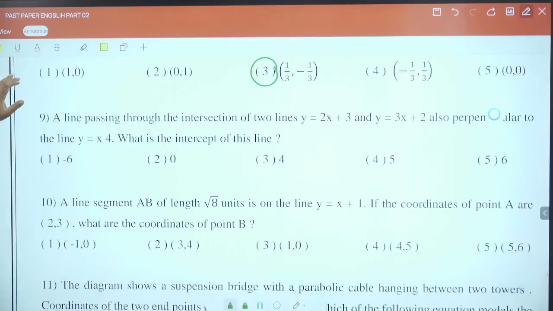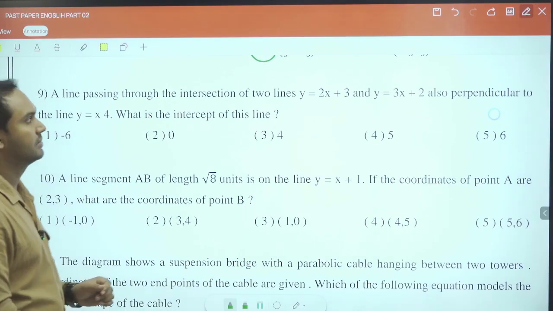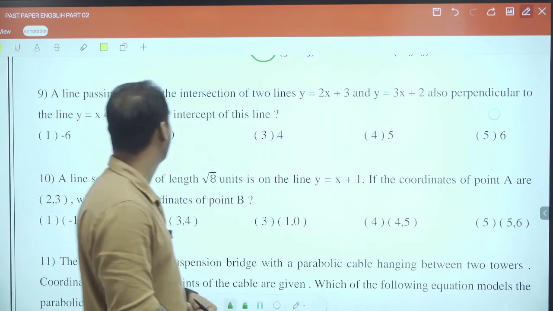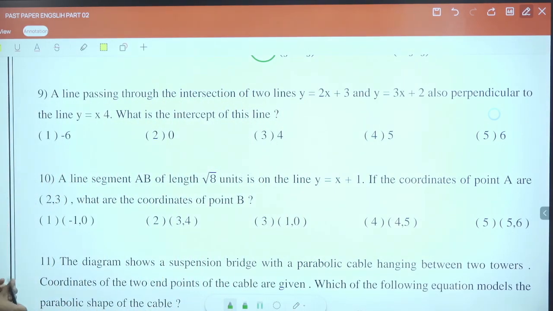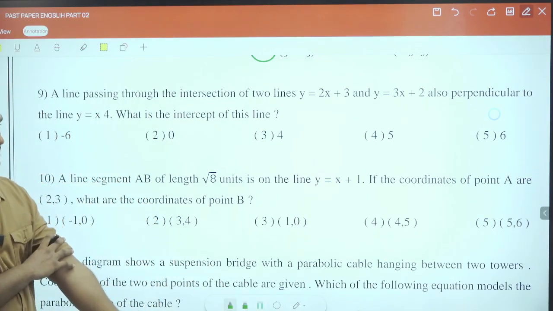A line passing through the intersection of two lines, y equals 2x plus 3 and y equals 3x plus 2, also perpendicular to the line y equals x plus 4. What is the intercept of this line? How do you find it?